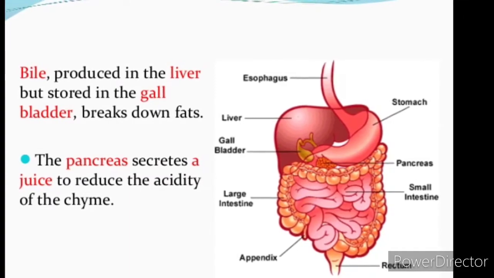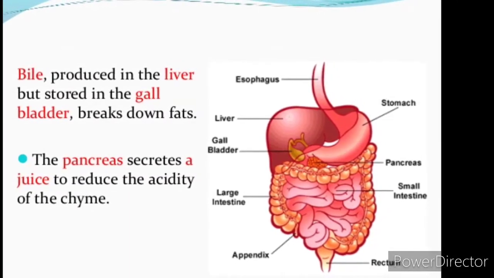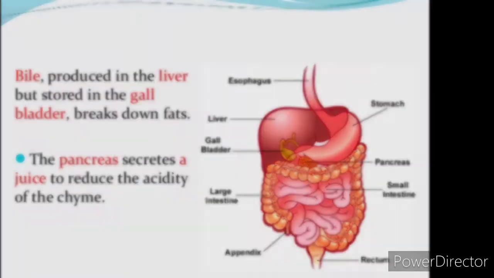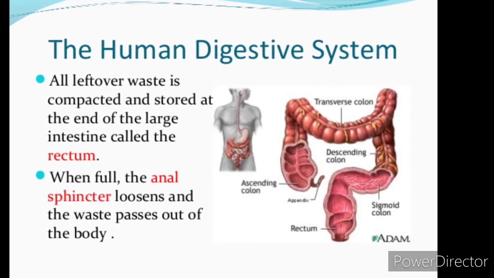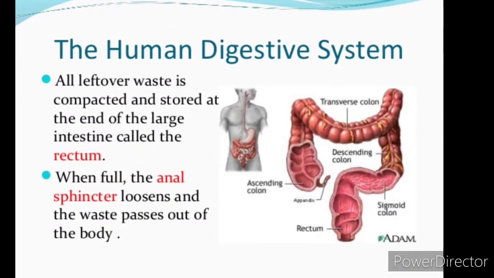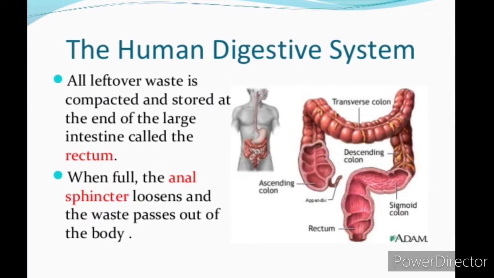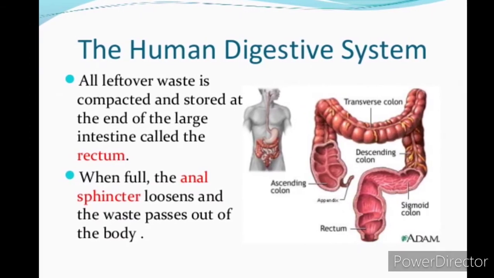This is known as pancreatic juice. Both are released at the duodenum. Then some more intestinal enzymes are also secreted. All leftover waste is compacted and stored at the end of the large intestine. It is called the rectum. When it fills, the anal sphincter loosens and the body will defecate the waste.